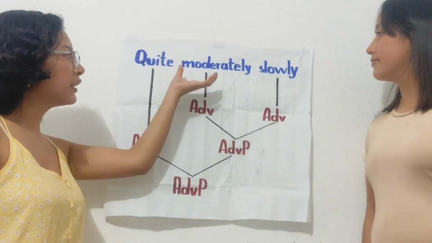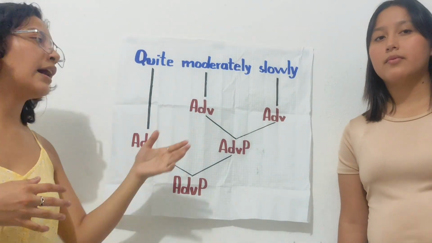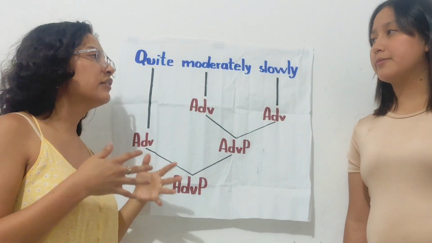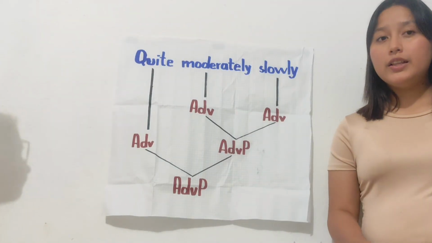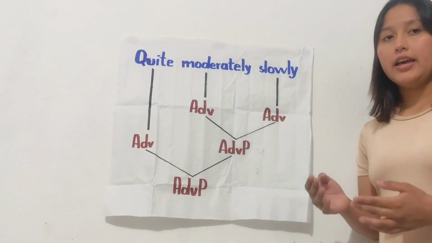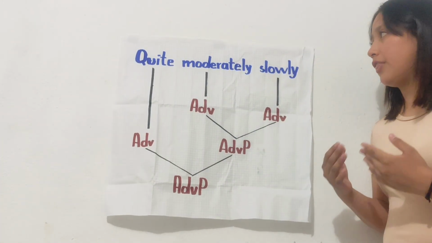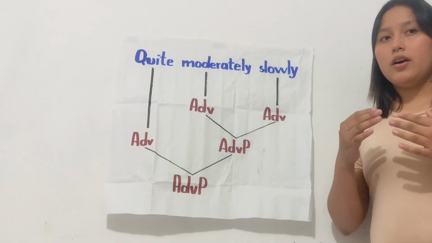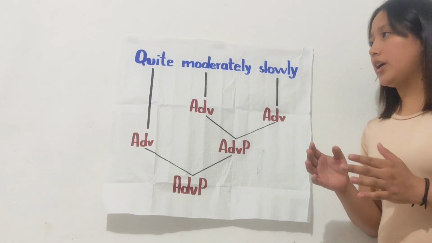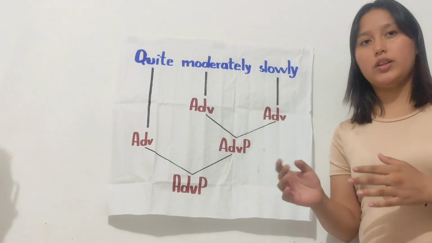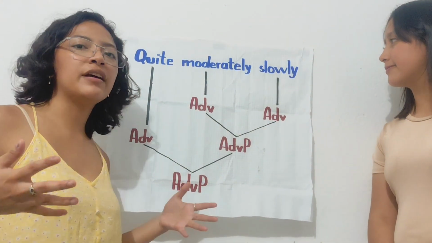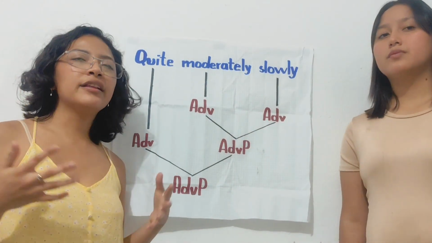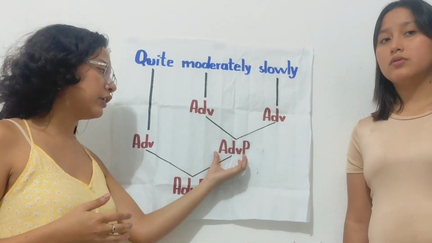Now we move to "moderately." "Moderately" is also an adverb, but its function is different. "Moderately" modifies "slowly." It tells us the degree of how slow the action is. So, instead of just "slowly," we now have "moderately slowly," because "moderately" modifies another adverb. Together they form a small adverb phrase.